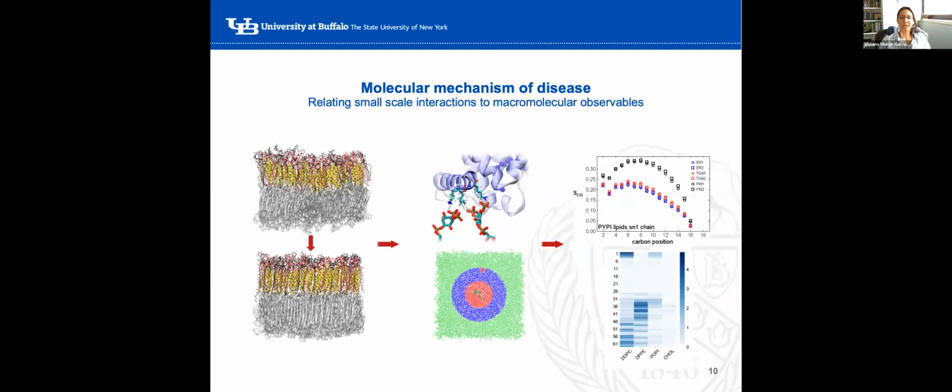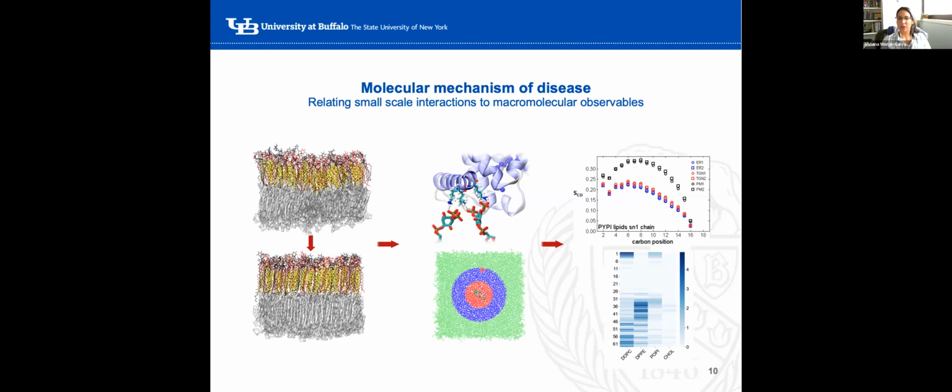So the major hub that we have in my lab is understanding molecular mechanisms of disease using all atom molecular dynamics. Using this type of simulations, what we're basically trying to do is understand these microscale interactions and give potential explanations to what we can observe in experiment.